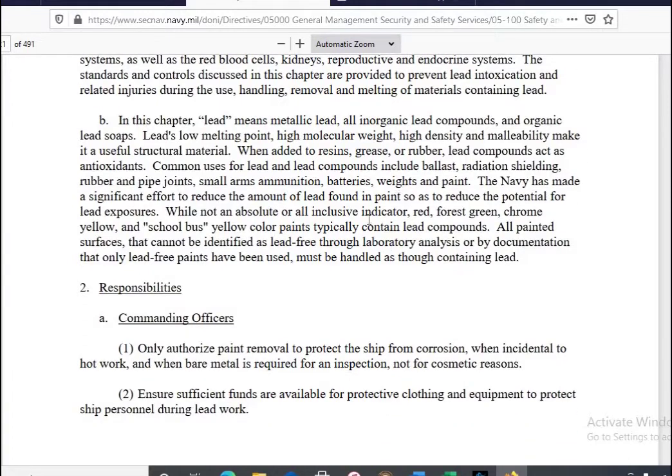It also has some paint colors that typically have lead. It does say that it isn't all-inclusive, but a good rule of thumb: red, forest green, chrome yellow, and school bus yellow typically contain lead compounds. So if you're not sure and you see red, forest green, chrome yellow, school bus yellow, try to assume that there's some lead in there.